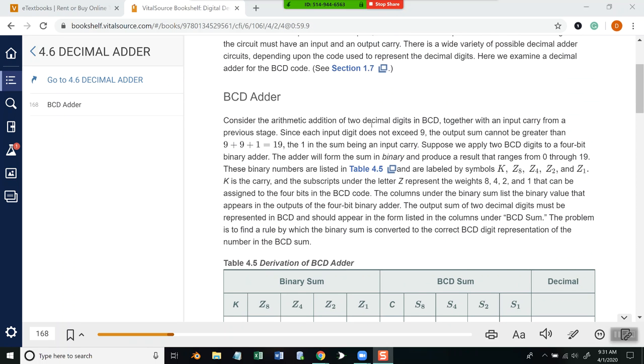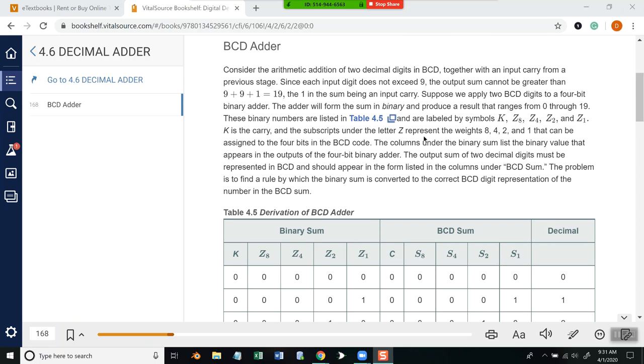Let's see. Consider the arithmetic addition of 2 decimal digits in BCD together with an input carry from the previous stage. Since each input digit does not exceed 9, the output sum cannot be greater than 9 plus 9 plus 1 equals 19, the 1 in the sum being the input carry. Suppose we apply 2 BCD digits to a 4-bit binary adder. The adder will form the sum in binary and produce a result that ranges from 0 to 19.